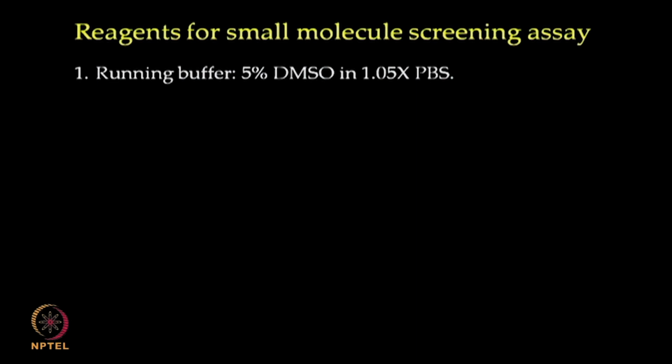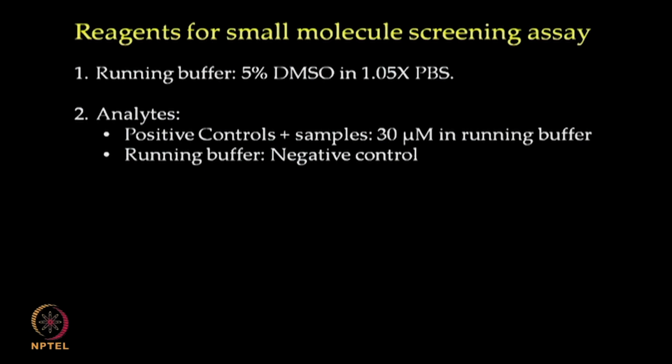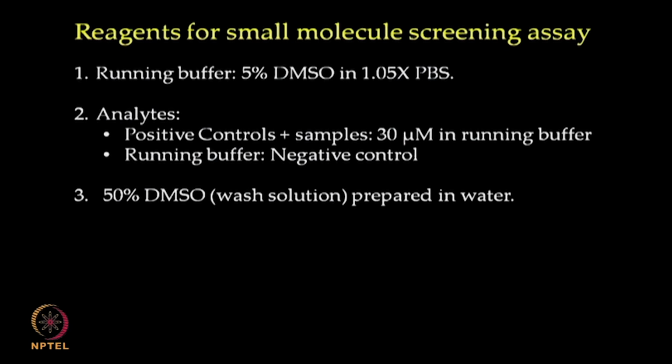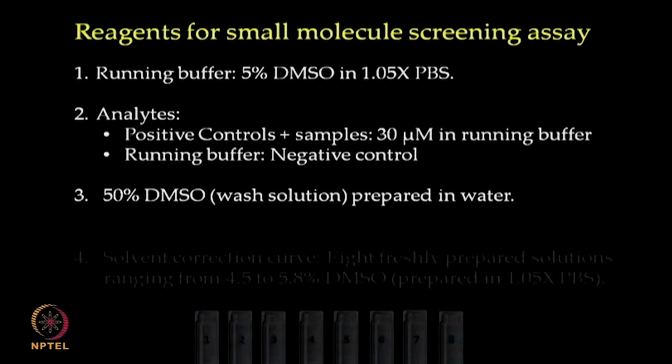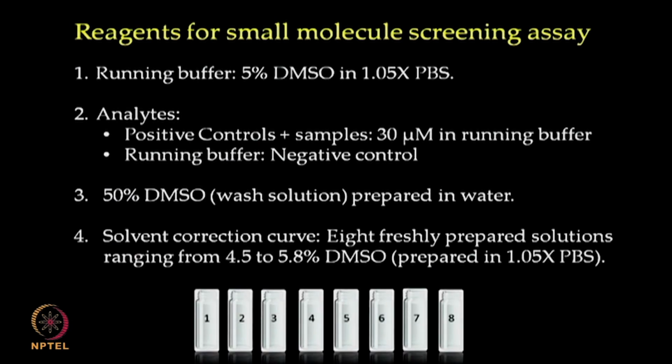Running buffer will be 5% DMSO in 1.05x PBS. Positive controls and samples are at 30 micromolar concentration in running buffer, and running buffer will be used as the negative control. A wash solution is prepared with 50% DMSO in water, and lastly 8 freshly prepared DMSO solutions ranging from 4.5% DMSO to 5.8% DMSO are prepared for solvent correction.